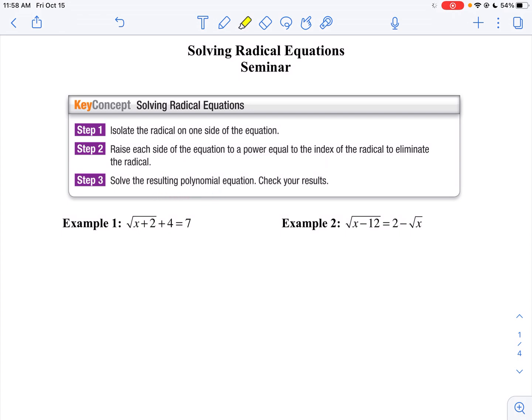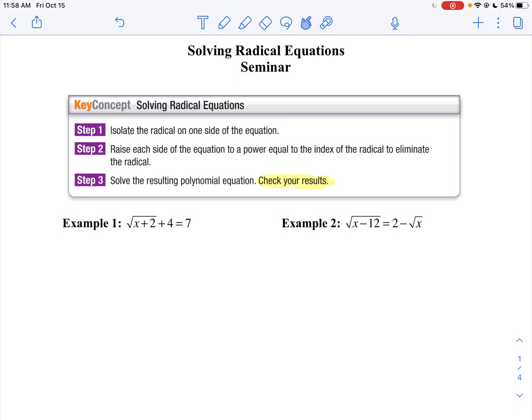And here's a thing that's important. It's nice to check your results when we solve equations. You must check your result because when you square, you might get an answer that doesn't check. So you must check your answers every single time. So let's take a look at example 1.